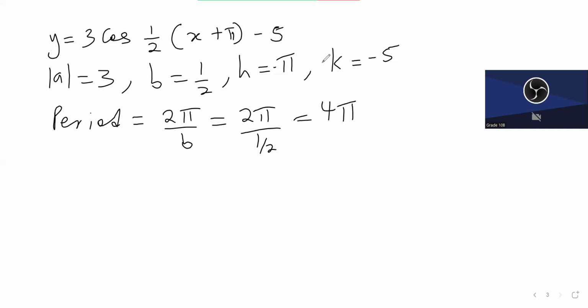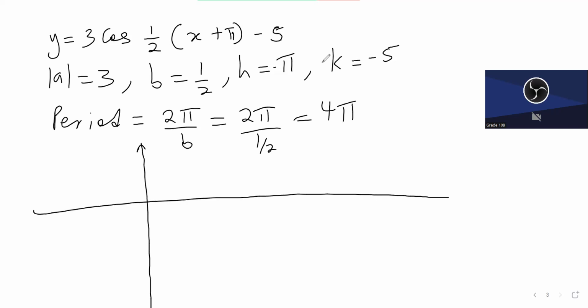Okay, so it means for one cycle, we'll end up with 4 pi. And we'll have to move downwards 5 times. So let's start from here. Like this. So our 0 is here. And let's put a 4 pi here. Then the middle will be 2 pi. This place will be 3 pi. And this place will be pi.